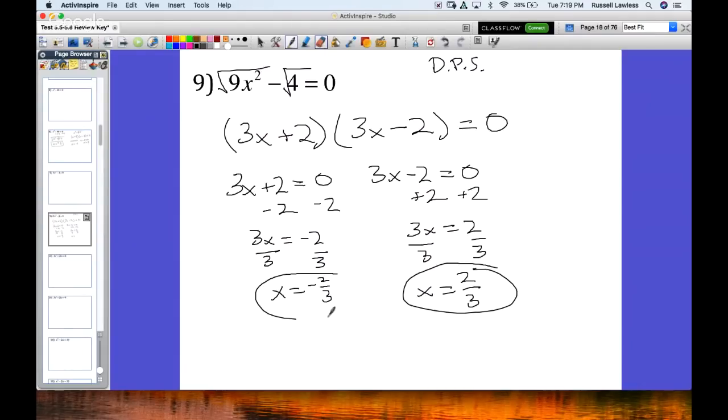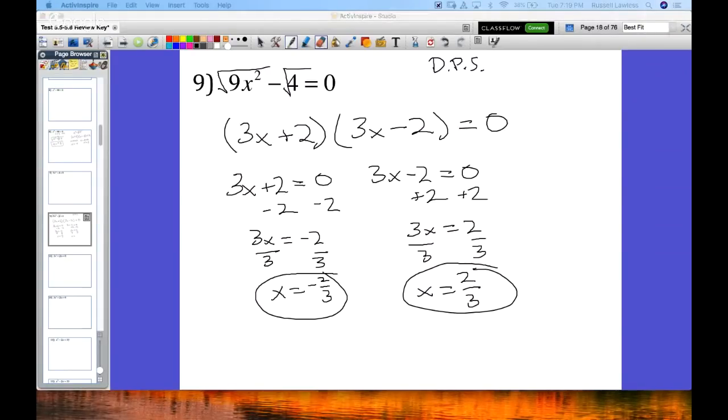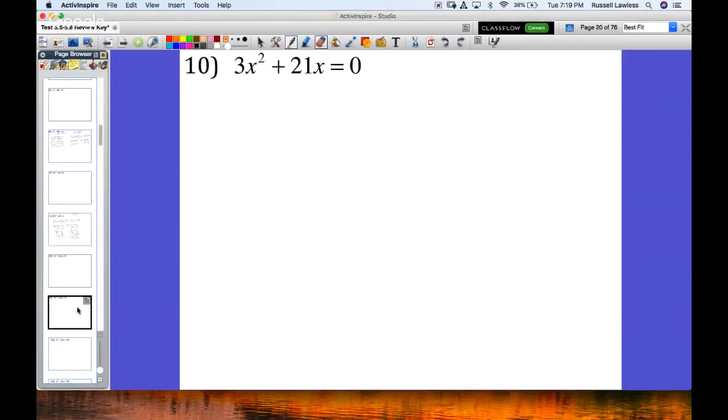And so I think the hardest part is this factoring, because I think y'all know how to solve one-step equations. Those are fine. So we'll keep going on. Let's start here at number 10.